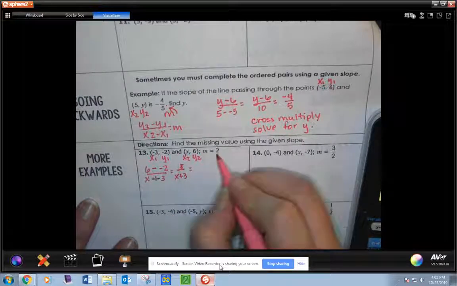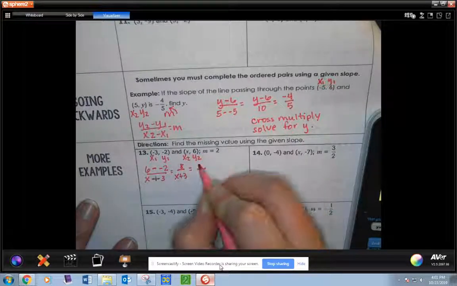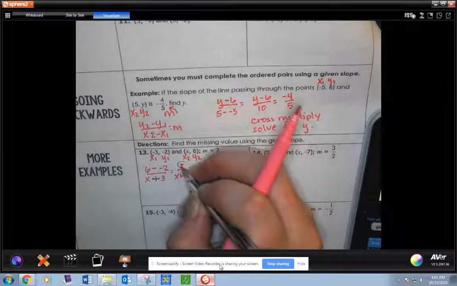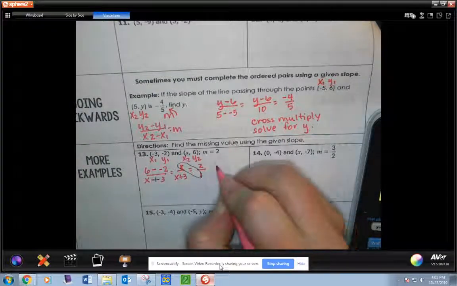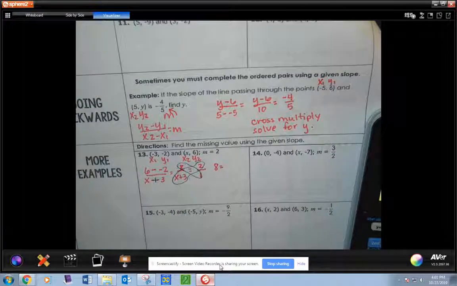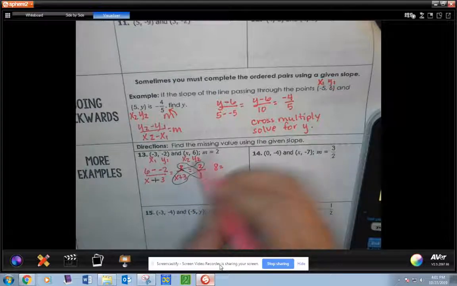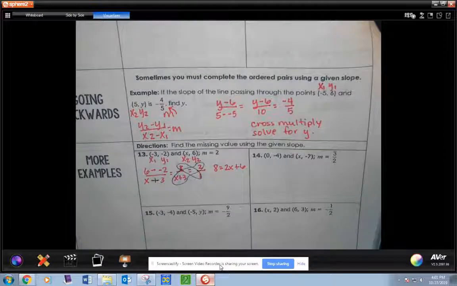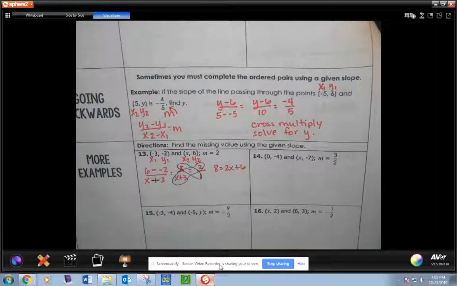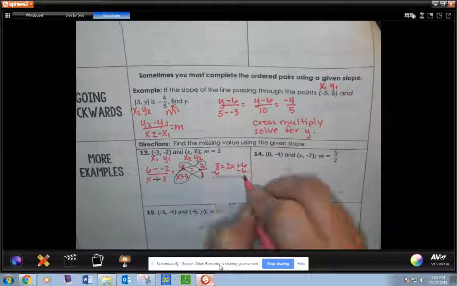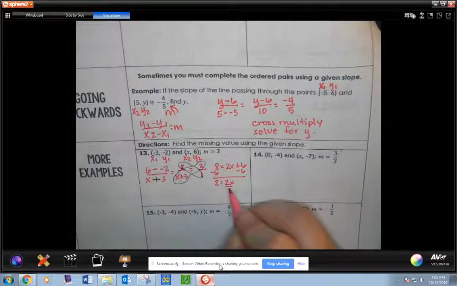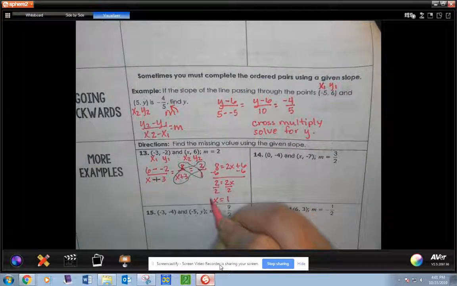And we're going to set it equal to our slope, but I want it as a fraction. So 2 over 1. Now what you're going to do is you're just going to cross multiply. So I'm going to take 8 times 1, which gives me 8 equals, and then I'm going to take 2 times x plus 3. Now remember, you have to multiply 2 times both things. So 2 times x is 2x, and 2 times 3 is a positive 6. Now all I have to do is solve for x. So we're going to subtract the 6. That gives me 2 equals 2x. To get x by itself, I just have to divide by 2, and x equals 1.